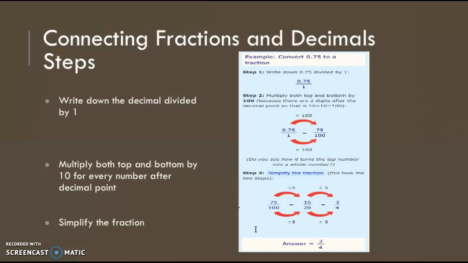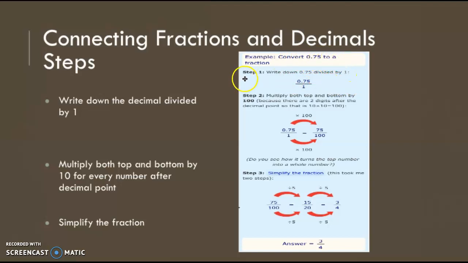Connecting fractions and decimals. So here we have 3 important steps that we need to follow in order to make this possible. So the first one being, you want to write down the decimal, divide it by 1, multiply both top and the bottom by 10 for every number after the decimal point, and then at the end we're going to simplify the fraction.